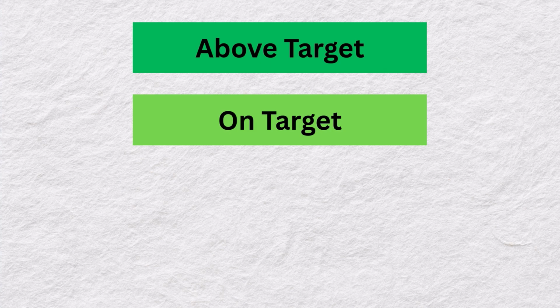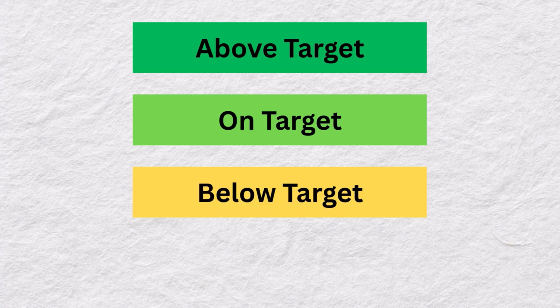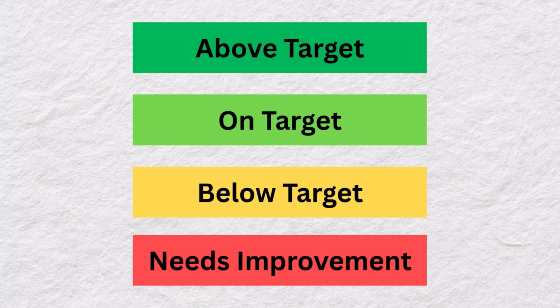Now, coming to the pass percentage, no one knows the exact passing score. In your final exam report, you will only see the grades you have achieved. There are four possible grades: above target, on target, below target, and needs improvement. The first two are good scores, while the latter two indicate poor performance.